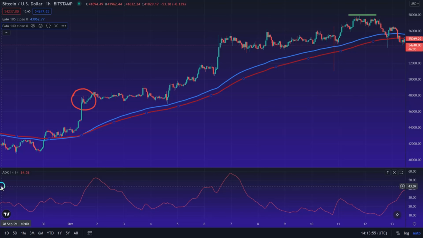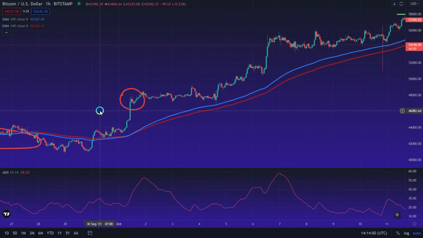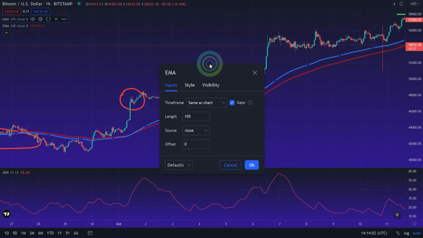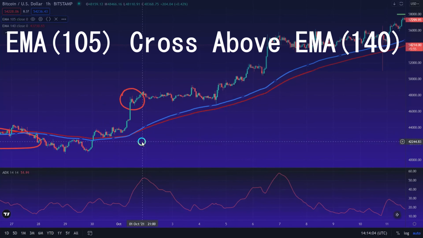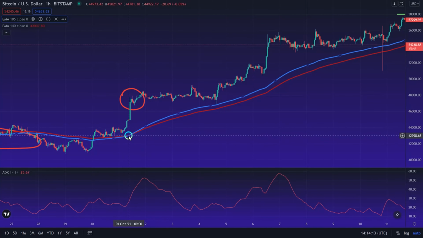So let's start. Now, when the 105 period exponential moving average crosses above the 140, we have our first condition that we can take and write down, that our first condition is good to go. Now, of course, we have a second condition, a confirmation indicator, that is really important.